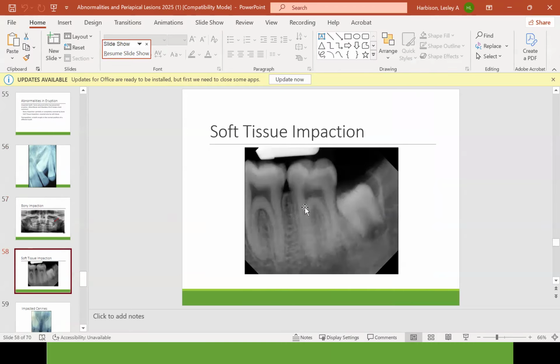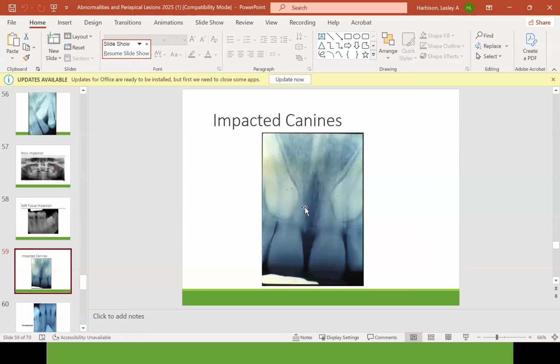There's a soft tissue impaction. It's kind of hung up on the distal portion on slide 58. It's kind of hung up on the distal portion of the molar. It's not fully formed anyways. The roots aren't totally formed, but you can see it's kind of through the bone, but it's not really moving anywhere. There's impacted canines on slide 59.